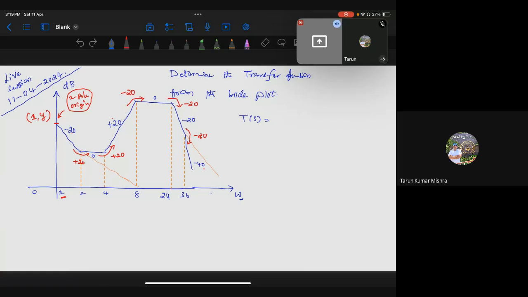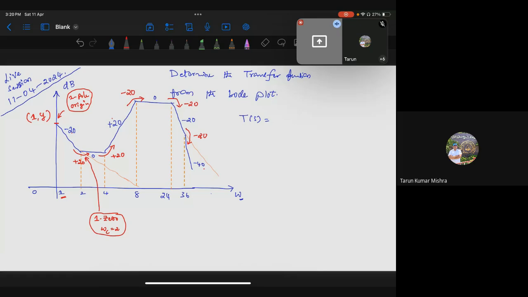What about here? Here this is a zero. So I would say one zero at omega c equal to 2. Will you agree? Correct.